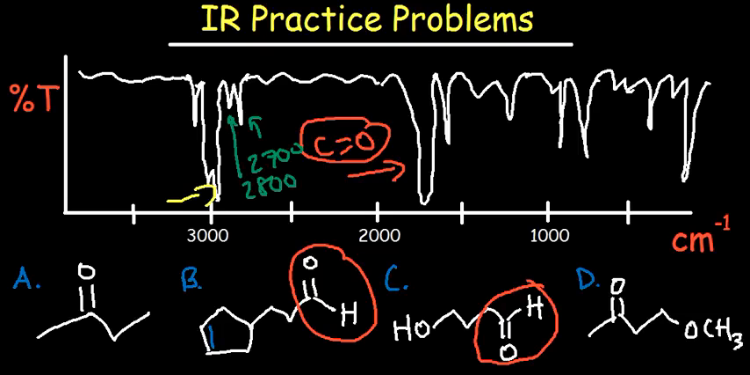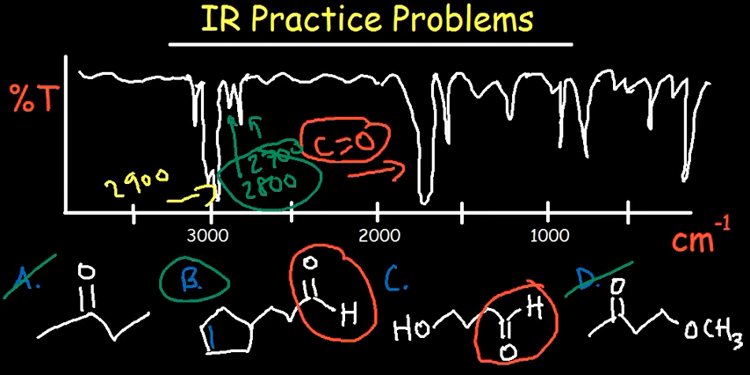This signal is pretty much always there around 2900. That's for an alkane CH stretch. So it's found in each one of these compounds. But since we have the presence of this aldehyde CH stretch, we know we can eliminate A, it's not an aldehyde, and D is out too. It doesn't have an aldehyde functional group, those are ketones. So we've narrowed our answer down to B and C.